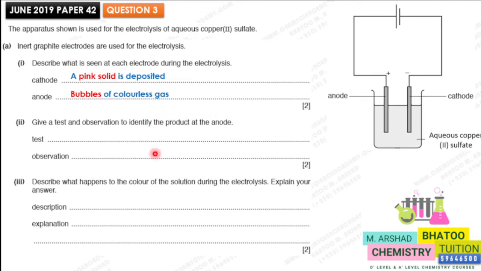But then, second part, give a test and observation to identify the gas produced at the anode. Right? What is the gas produced at the anode? Naren? C'est oxygen, yes. How do you test for it? Donc, we can test using a glowing splint. The glowing splint will relight, ou bien is rekindled. Okay? That's the test for oxygen gas. Troisième partie, Raghu?